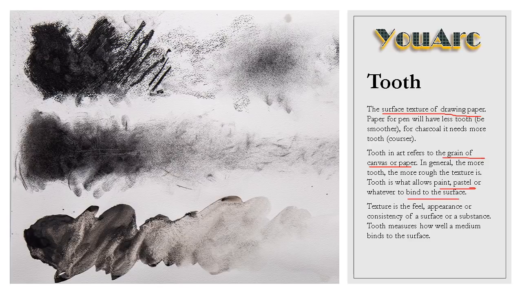Texture is the feel or appearance or consistency of a surface or substance. But what is tooth? Tooth is a measure of how well the medium binds to the surface. Medium in the sense of the painting material that you select, maybe charcoal, watercolor, paint, like that.